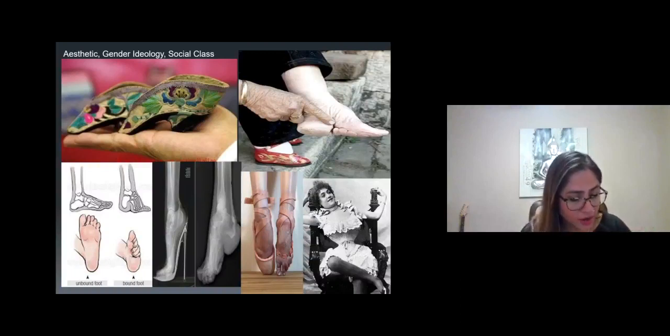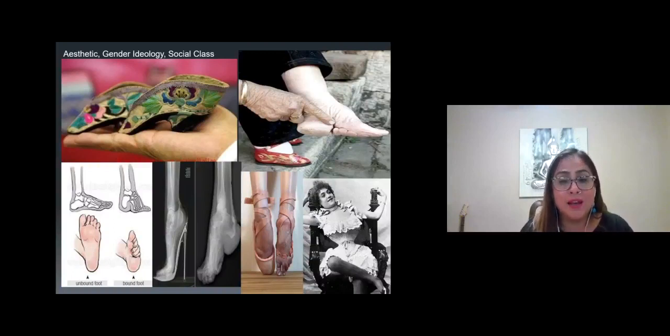So let's do a little cross-cultural observation of other cultures and how they've modified their body as a form of aesthetic, of gender ideology, and social class. This, for example, is a picture of the age of the Victorian stage in England. And there, they wear these corsets. They would wear these corsets to have a tiny waist. And on a medical observation, this causes deformation of the body and also impacts the organs.